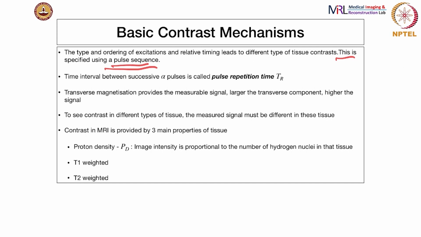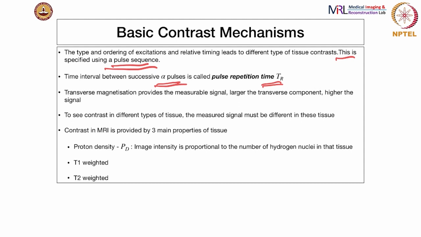The time interval, like I said, between two successive alpha pulses is the time to repetition. We saw what the time to echo is, in the last slide. See, only the transverse magnetization provides the measurable signal. So the larger the transverse component, the higher the signal. And if you want to see contrast in different types of tissue, the measured signal must be different in these tissues, right?